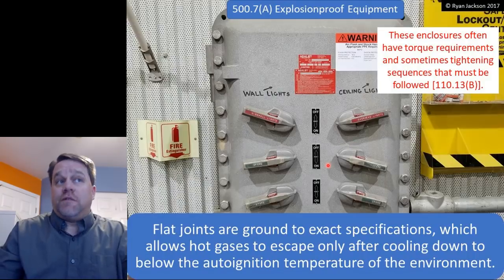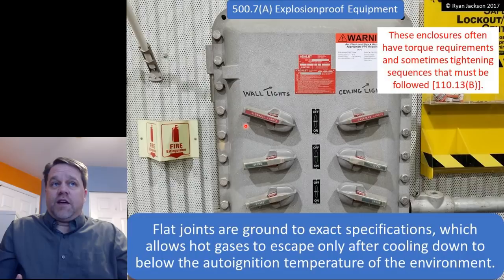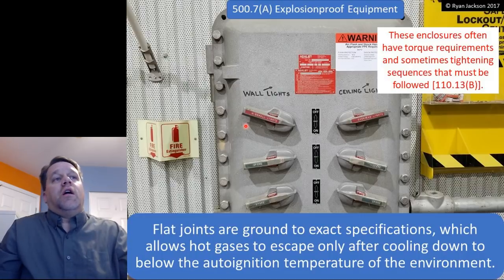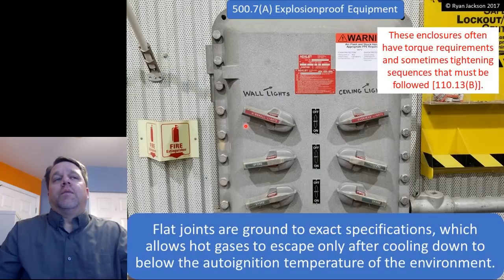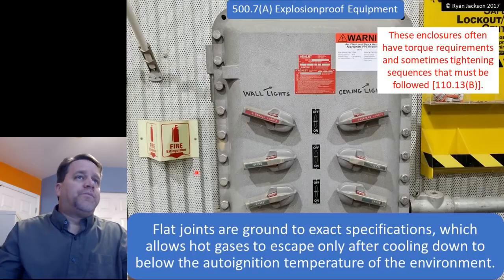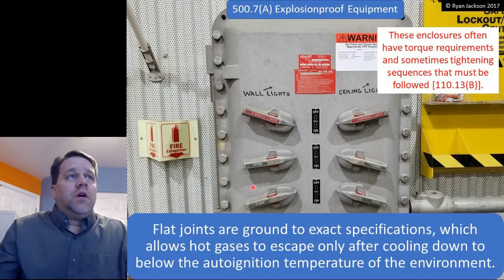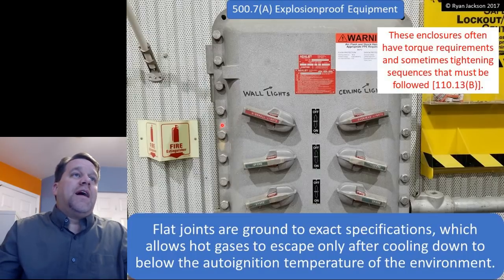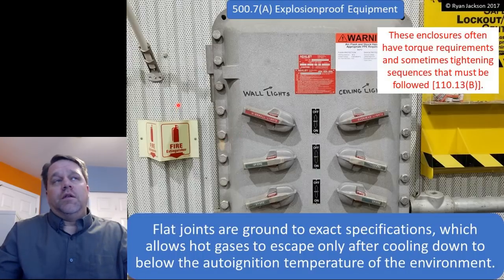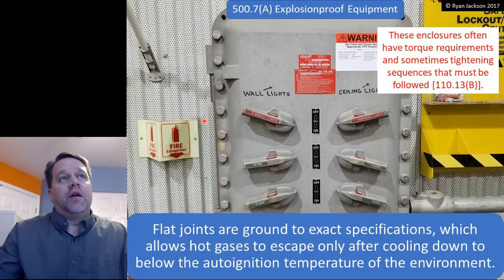We also have flat joints. Those are joints that are ground to exact specifications, which once again allow the hot gases to escape only after cooling down to below the auto ignition temperature of the surrounding environment. So inside this enclosure, we have an explosion. The hot burning gases escape, but while escaping, they have to fight their way through this flange joint, and they cool off to lower than the auto ignition temperature of the surrounding environment.